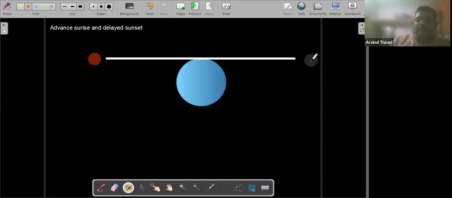And if the sun goes below it, we will not be able to observe it. If the sun is here, you will not be able to observe it. You will only be able to observe the sun when the sun is above the horizon level. Got it?